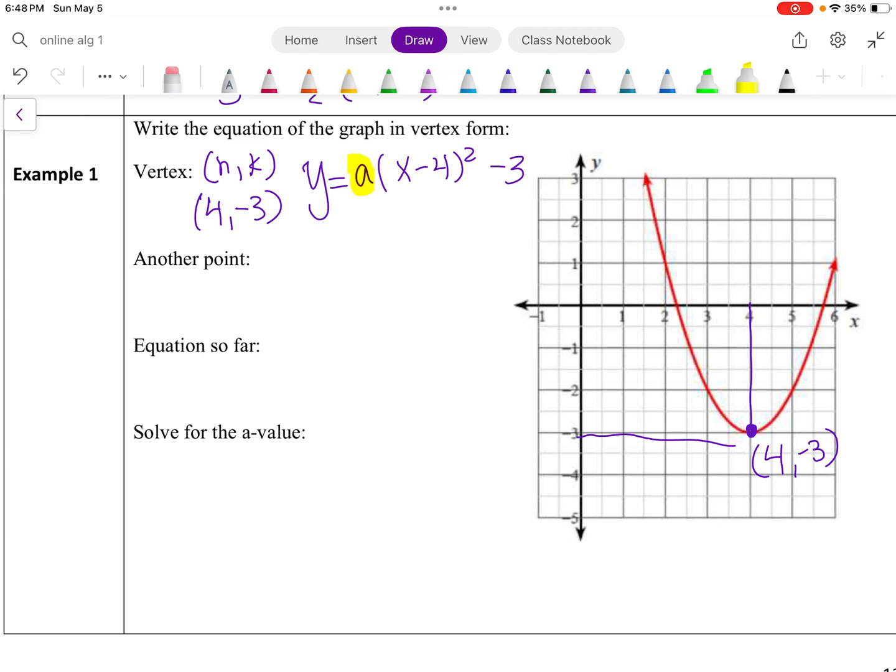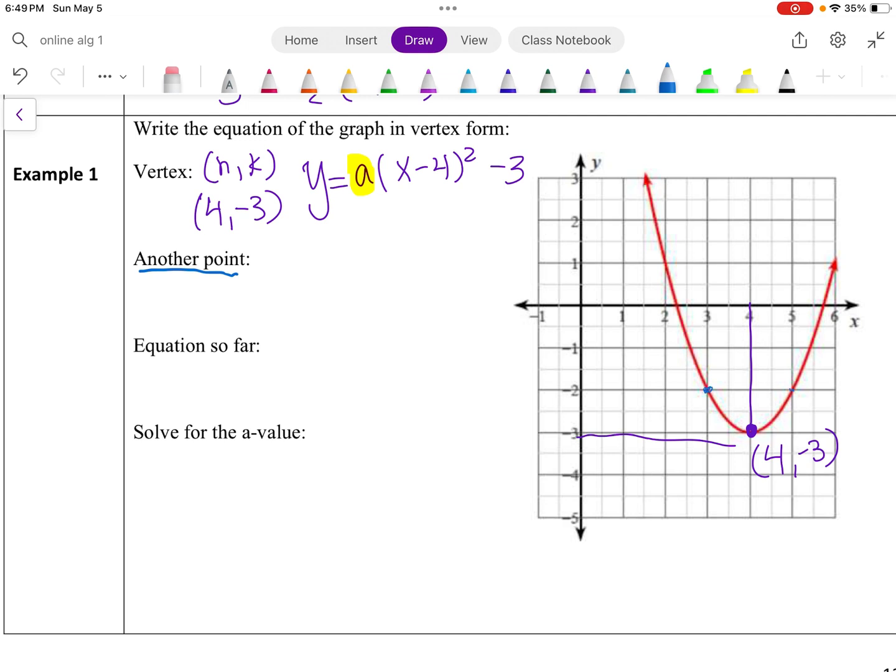So h is 4, and k is negative 3, which means if I think about substituting this into my vertex form, look at that. We have our h and k value. All we need to find now is a. The only way to find the a value is if it's the only variable. Right now we've got an x and a y and an a. So in order for a to be the only variable, we have to pick another point. This can be any point at all. It's just got to be something that's on the parabola.